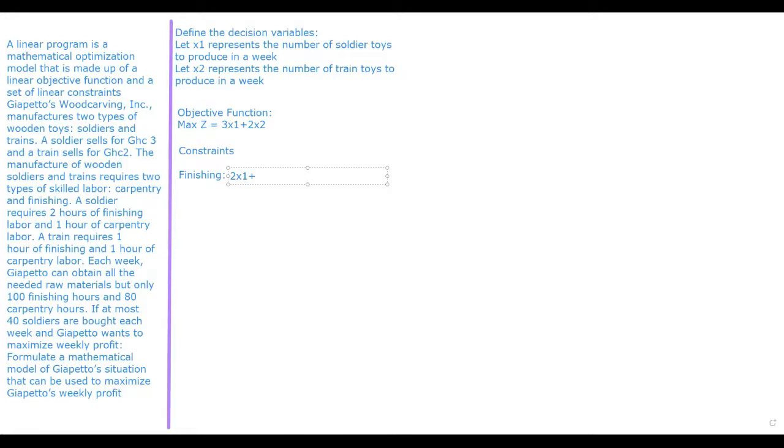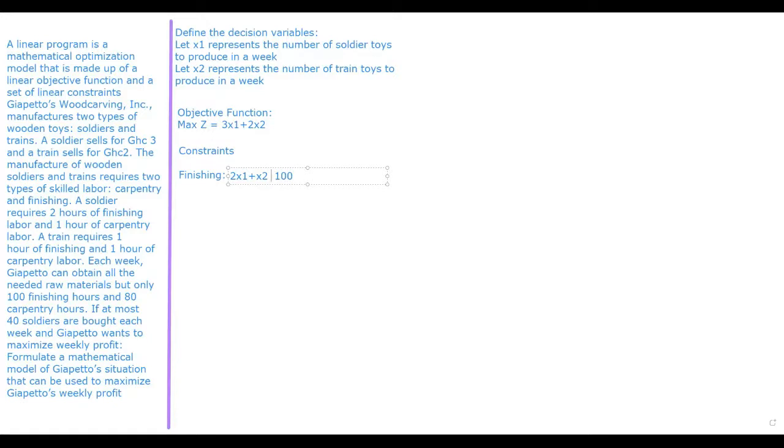Plus, we move on to search for the finishing hours for what? Train toys. When we read this part too, you see that a train requires 1 hour of finishing labor. So we have 1. The variable is X2. 1 X2. Don't write 1 S2, it is X2. All right. Then the available resources was what? Each week, Giapito can obtain all the needed raw materials, but only 100 finishing hours. So, but only 100 finishing hours.